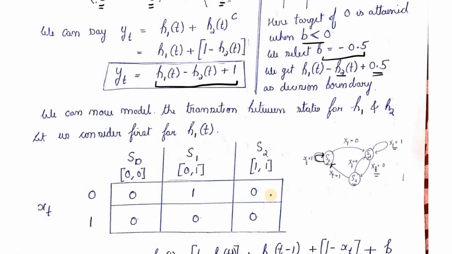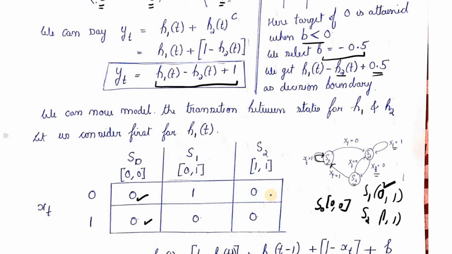We encounter a 0, we are pushed to state 1. And what is exactly state 1? State 1 is 0 comma 1. This is what S1 is. S2 is 1 comma 1, right? So we are pushed to state 1, which is 0 comma 1, and we just have to look into the first value, which is h1. We write 0 over here. Now if we are at S0, we encounter a 1, we remain in S0, and S0 is 0 comma 0, and the first value of S0 is 0. We write it over here.